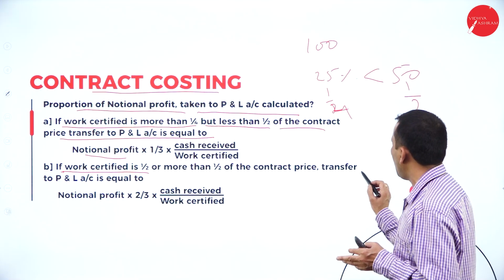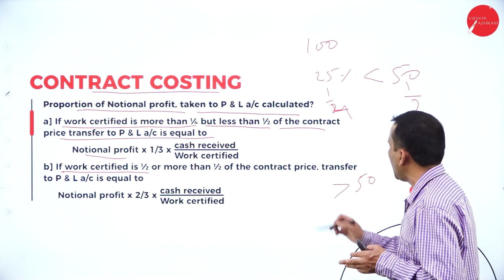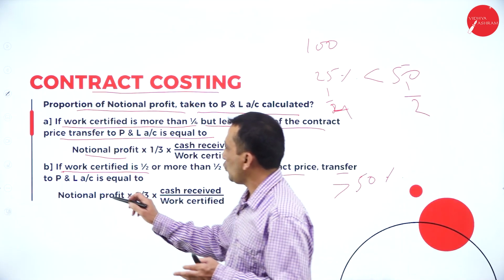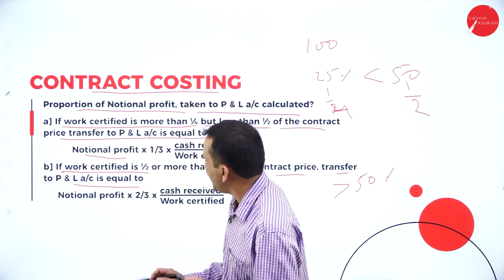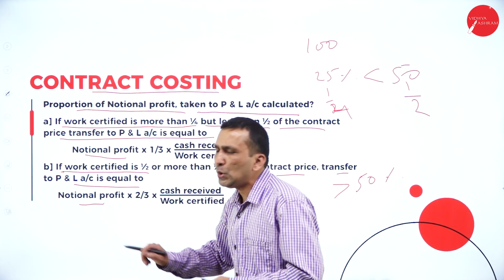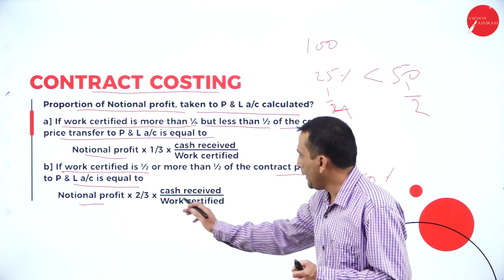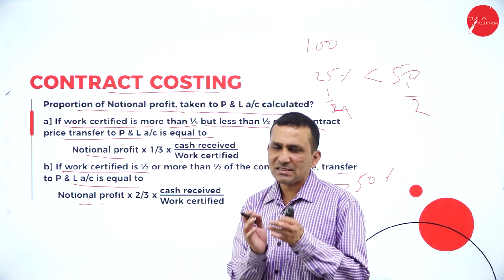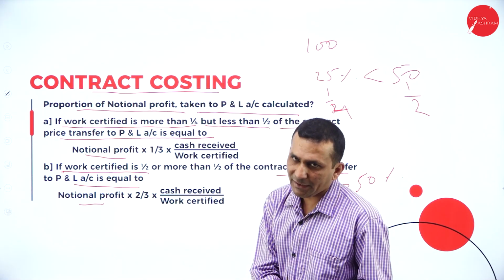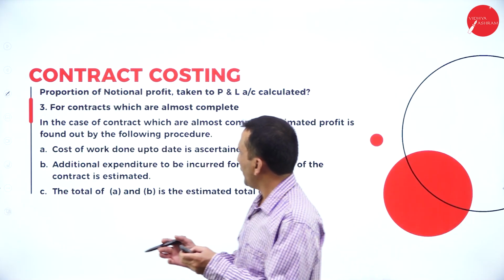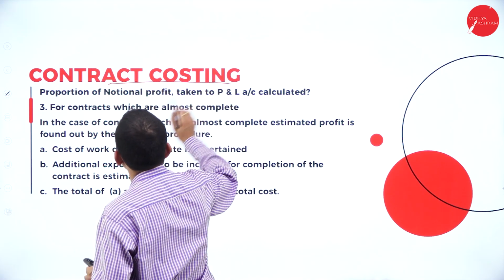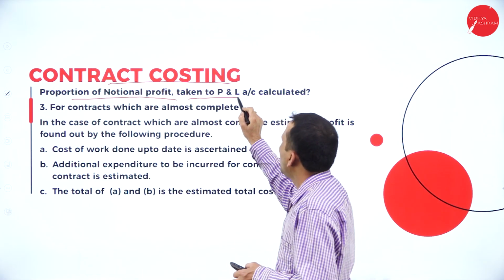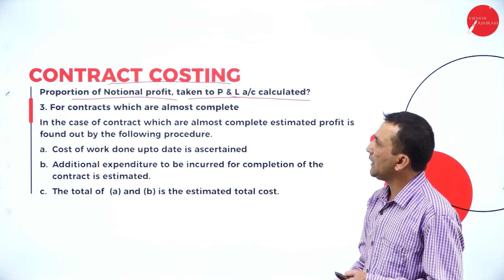For example, if 50% or more than 50% of the work is completed, the contract price is transferred to the P&L account. The formula is notional profit into 2/3 into cash received from the contractee divided by work certified by the architect or engineer. So moving forward, under contract costing, the proportion of notional profit taken to the P&L account is calculated.